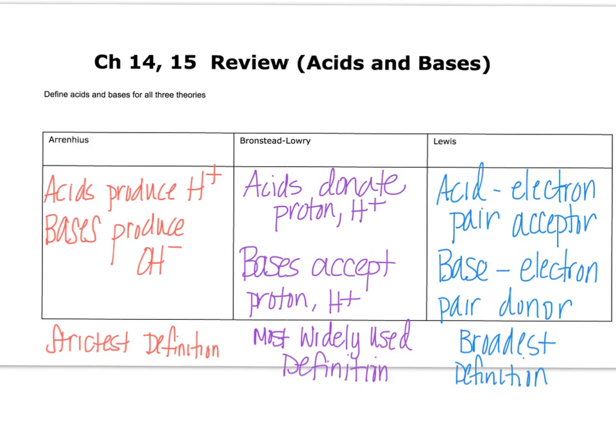And then the last definition is the Lewis definition. And it is the broadest of the definitions, meaning there's going to be more things that would be considered to be an acid or a base under that definition. And that one's a little bit different because this time the acceptor is the acid and it accepts electron pairs, and the base will donate electron pairs. And so that one is the broadest definition.